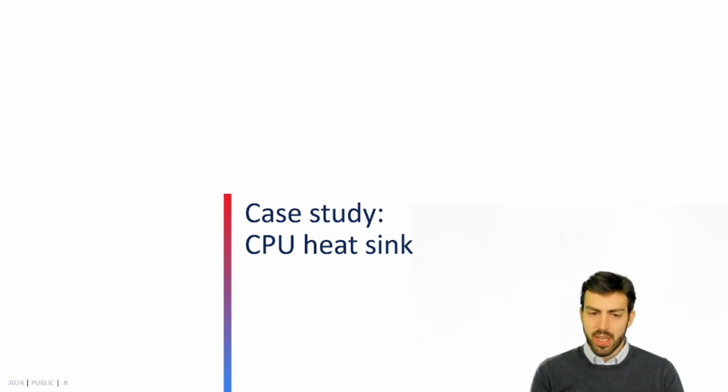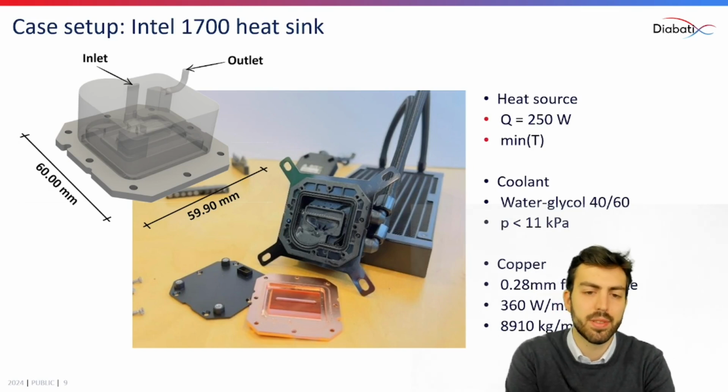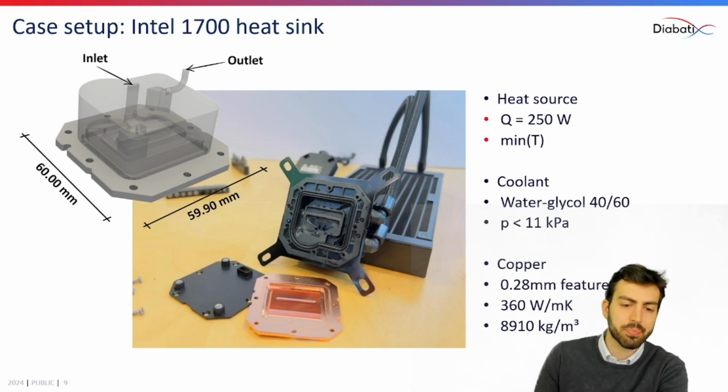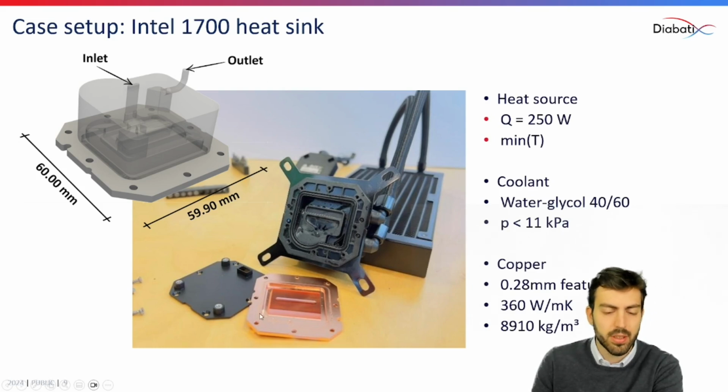But now we're gonna dive a little bit deeper into the case study itself, which is a liquid-cooled CPU heatsink. So here the heat source was 250 watts, which is the Intel chip. And the objective was to minimize the temperature, the peak temperature actually. We also have some coolant here in the radiator, which is water glycol. The only constraint was that the pressure needed to be below 11 kilopascals. We also see that the heatsink should be made of copper, which has some material properties here.